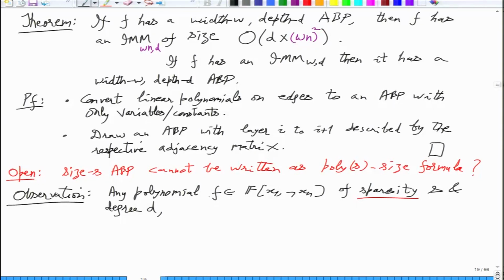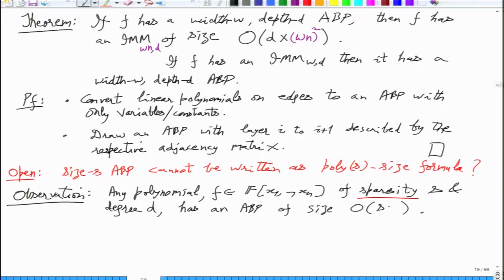any polynomial of this type has a small ABP, has an ABP of size, what do you think, in terms of S and D and N? Each path can compute a monomial, and that would have degree D. So the maximum path length you would require is D, and the width is S. So the size is SD.